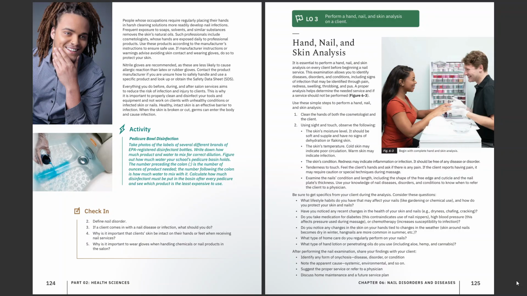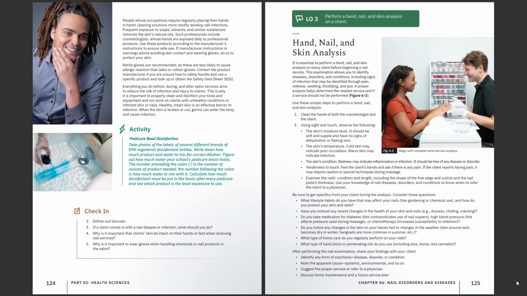Let's begin. Learning objective number 3. Perform a hand, nail, and skin analysis on a client. Hand, nail, and skin analysis. It is essential to perform a hand, nail, and skin analysis on every client before beginning a nail service. This examination allows you to identify diseases, disorders, and conditions, including signs of infection, that may be identified through pain, redness, swelling, throbbing, and pus.